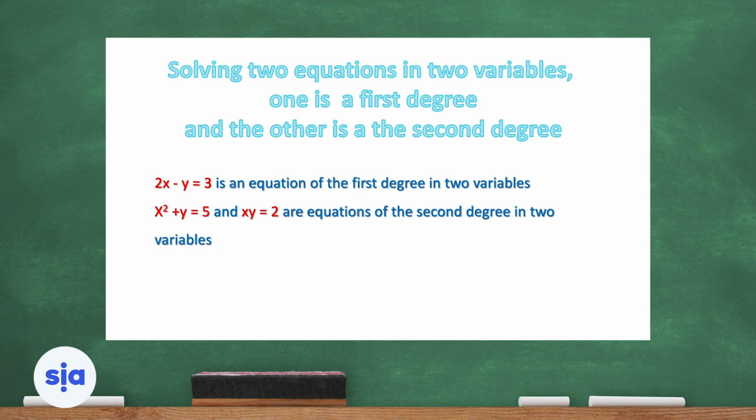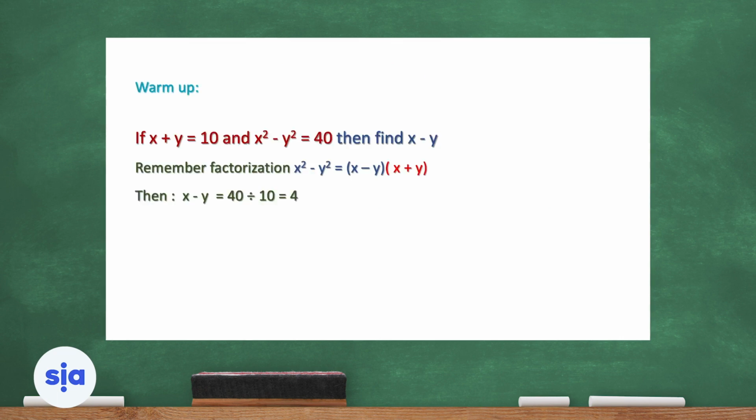Let's start with the warm-up and check it together. If x plus y equals 10 and x squared minus y squared equals 40, how can we find x minus y? If you remember the factorization, x squared minus y squared can be factored by difference of two squares, so it's x minus y times x plus y. As you can see here, that x minus y equals 40 divided by 10, which is 4.